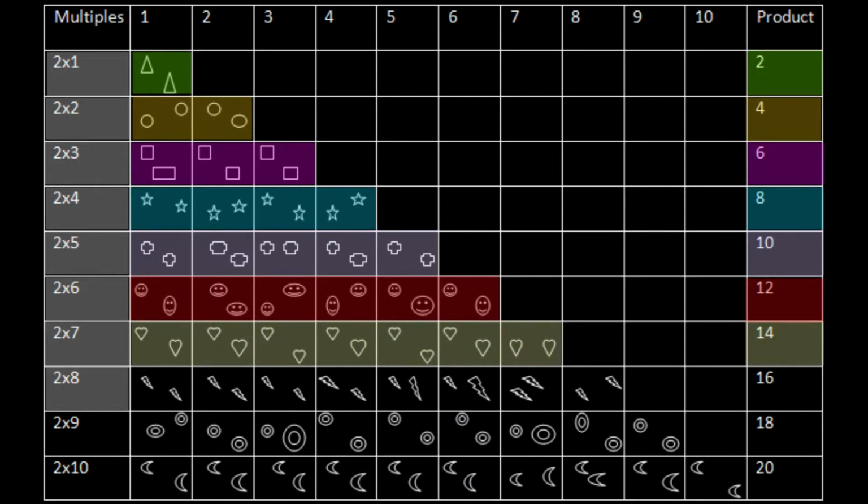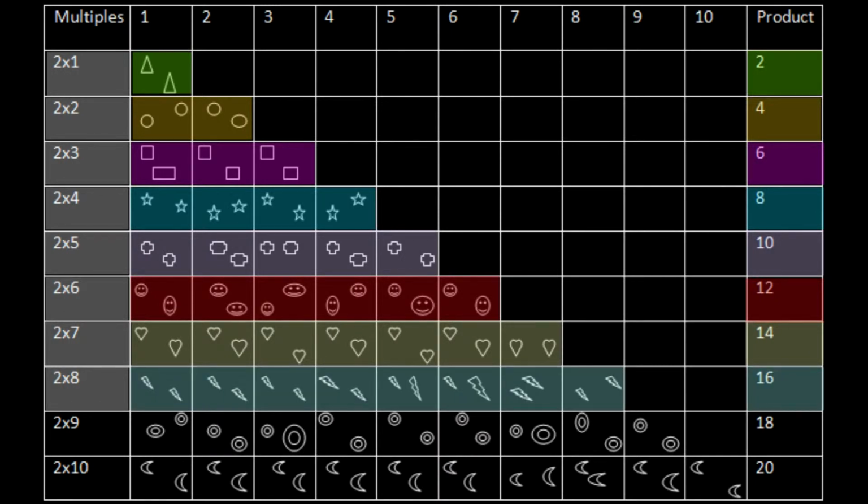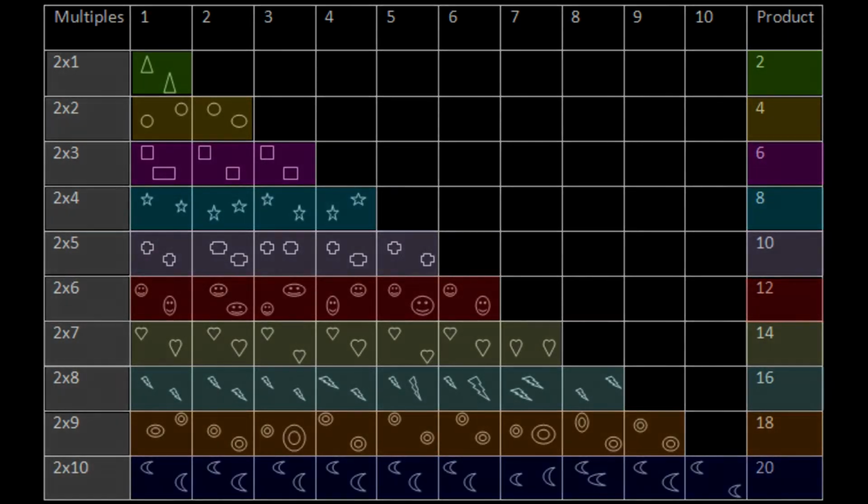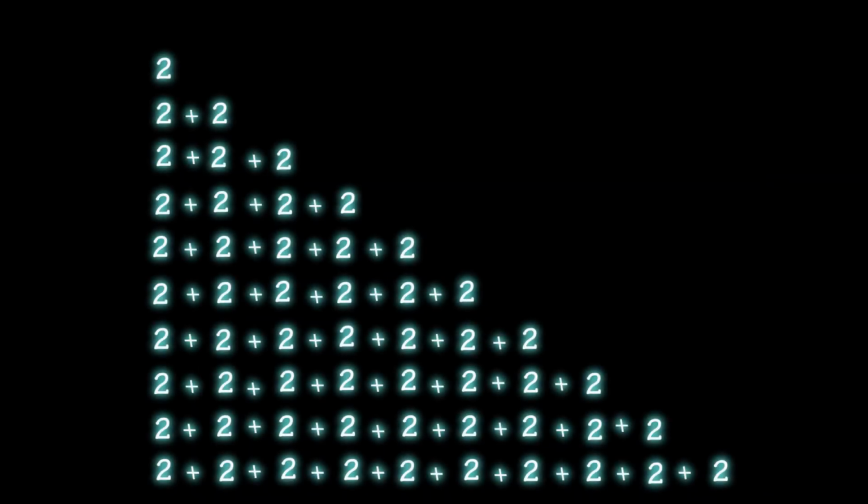The 8th multiple of 2 is 16. 9 groups of 2 gives us a product of 18. And when 2 and 10 are your factors, your answer would be 20. Here's a look at the first 10 multiples of 2. As you can see, each multiple adds 2 to the previous multiple.